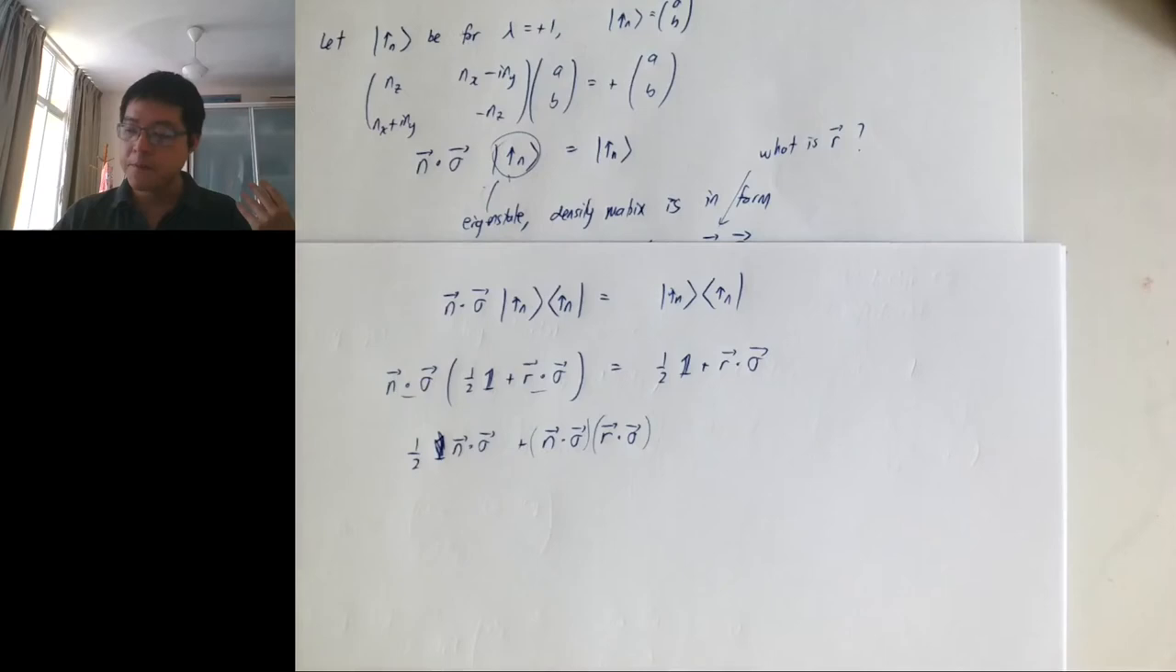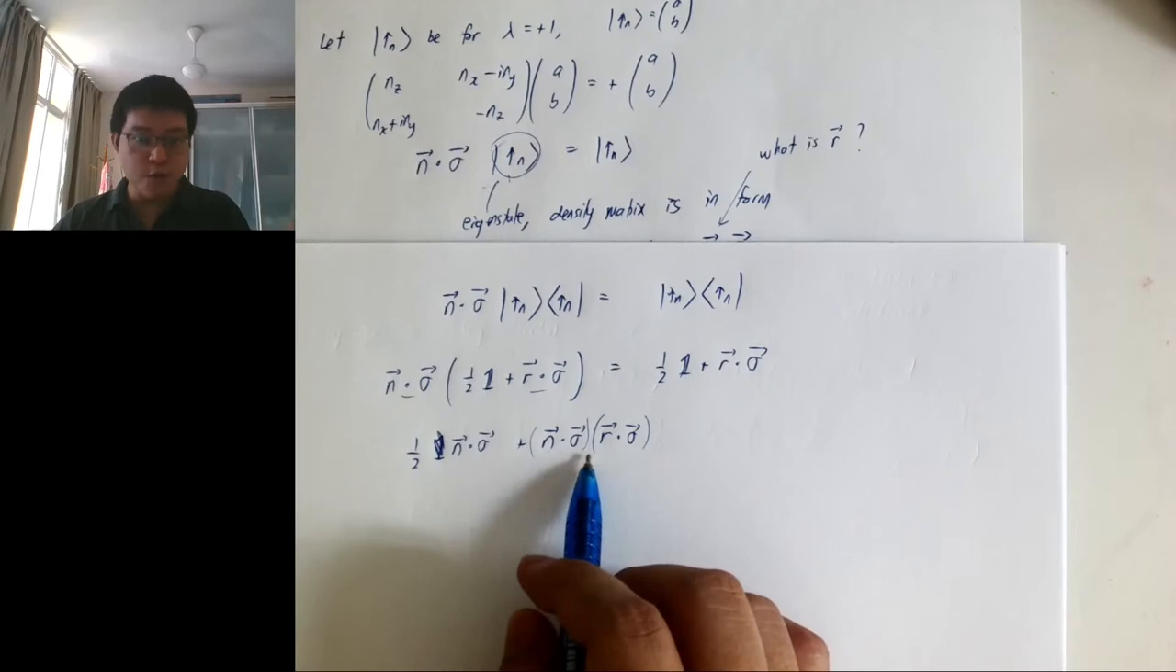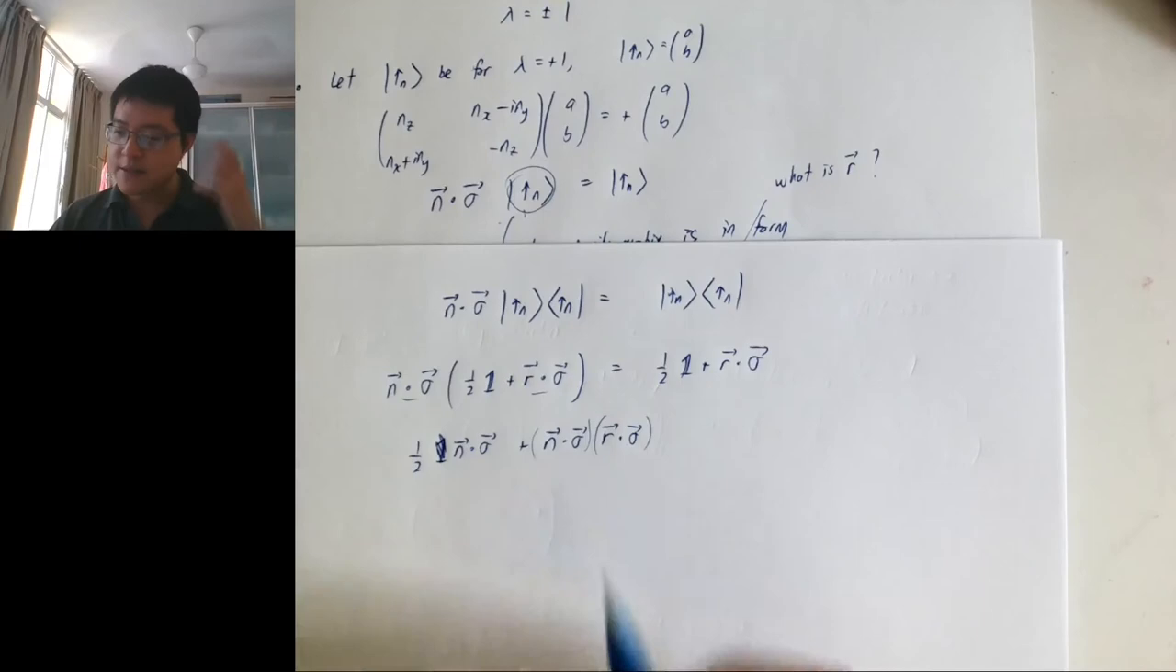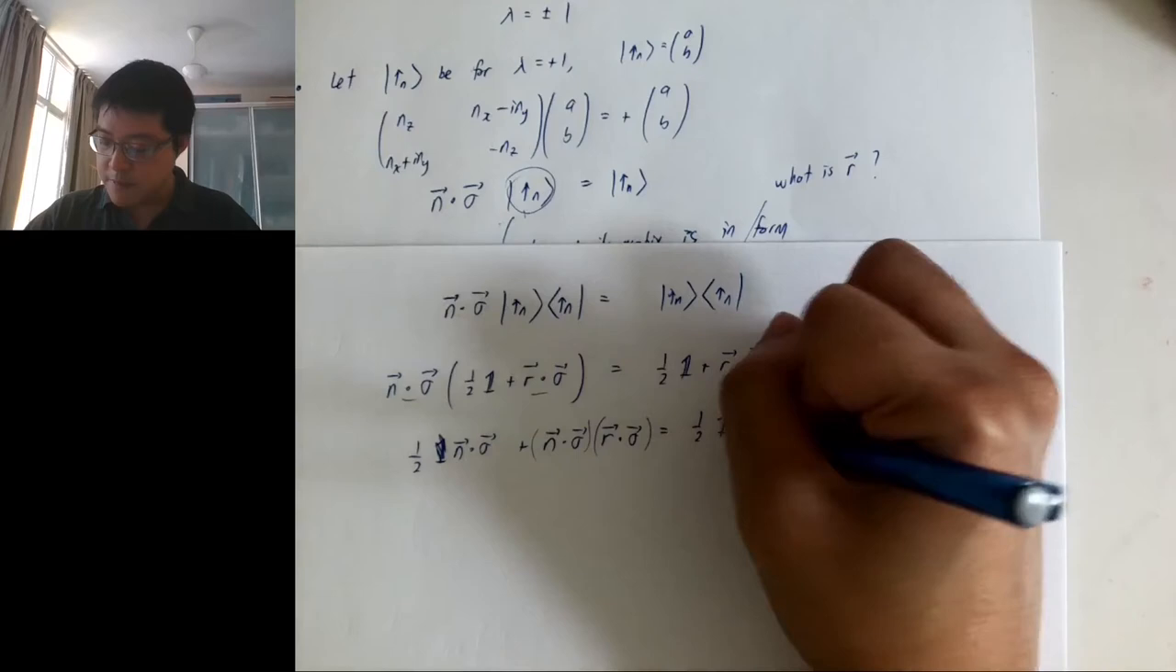So after you calculate everything, it is going to be a 2 by 2 matrix times another 2 by 2 matrix. This is why I don't want to write the elements explicitly. It's going to be a bit messy, so I want to keep it like this. And this one is just half I, and then plus r dot sigma. Okay, so why do I write it in this way?